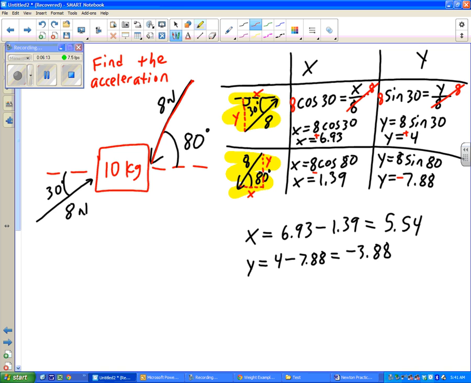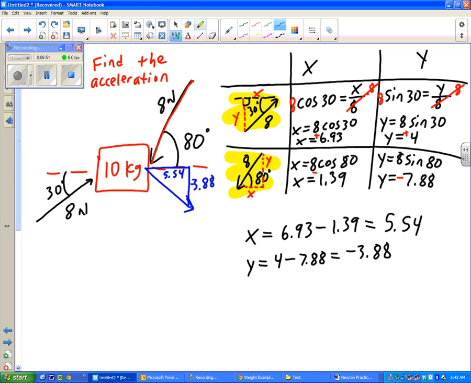So if I go back to my box over here, the x portion of the answer is 5.54. So it is 5.54 this way, and the y part is down 3.88 because it's negative. It's not quite drawn to scale, but that is the x portion of my answer and the y portion of my answer, and the answer I want is going to be this hypotenuse.